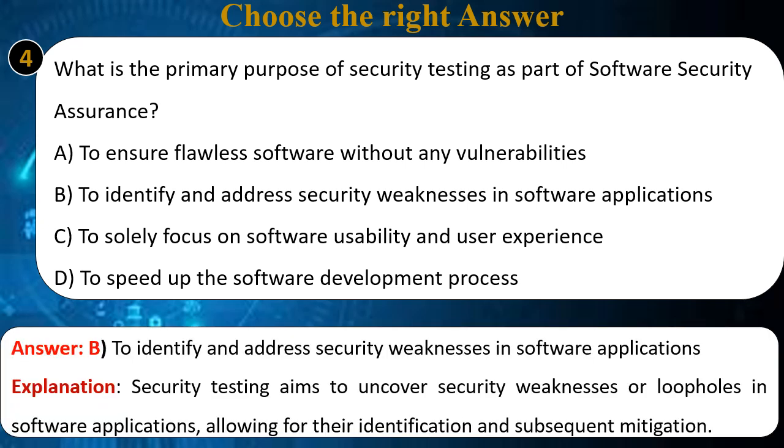The primary purpose of security testing as part of software security assurance, SSA, is B. To identify and address security weaknesses in software applications. Here's why the other options are incorrect. A. To ensure flawless software without any vulnerabilities. While the goal is to improve security, achieving complete flawlessness is practically impossible. Security testing helps mitigate risks, not guarantee perfection.